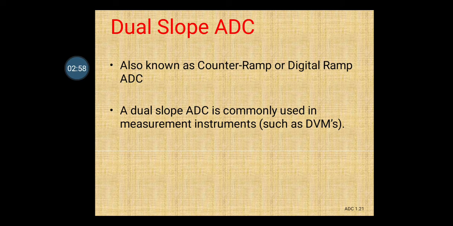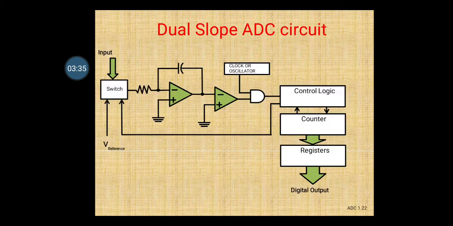We'll check now what a dual slope analog to digital converter is. It is also called a counter ramp or digital ramp analog to digital converter. This converter is used in measurement instruments such as digital voltmeters. In a digital multimeter, if you know about digital multimeters, you can measure analog voltage and digital voltage. So it is used there. It is one basic example of an analog to digital converter.